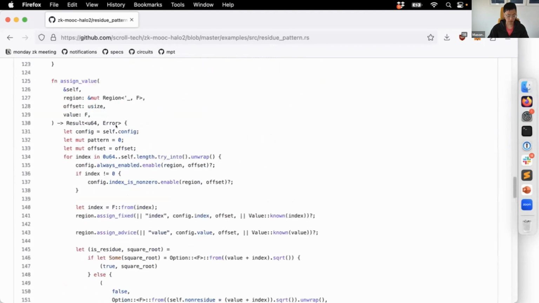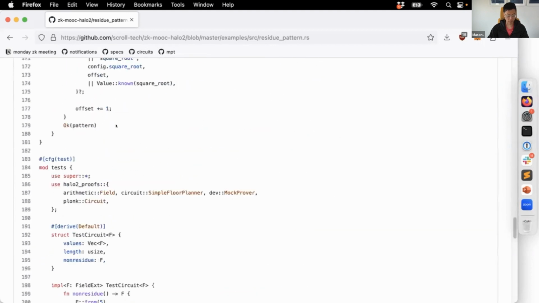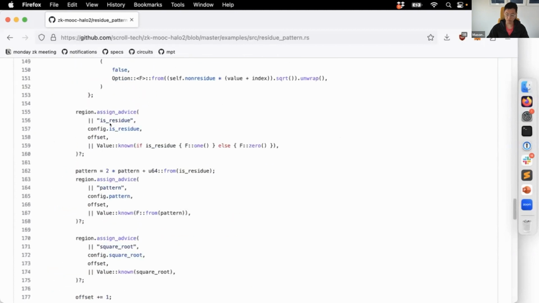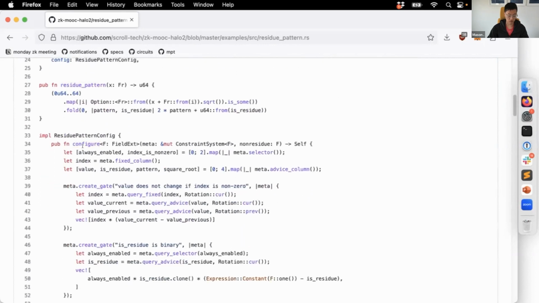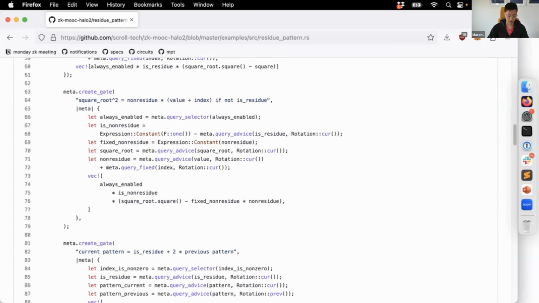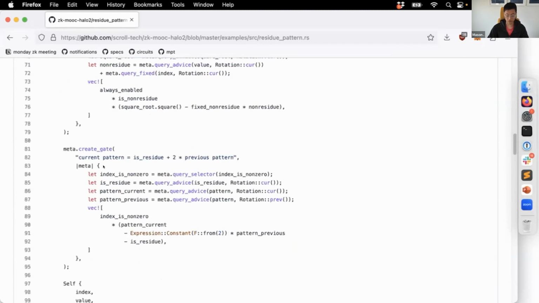So as written, my circuit is going to assign correct values to the table. If I try to look up into the circuit, it will only have values that match the output of this function. But because I didn't write this final constraint, that the first pattern should start at 0, this is actually a soundness bug.